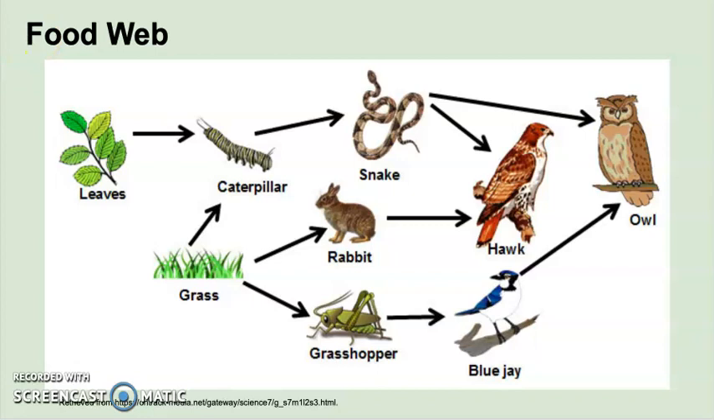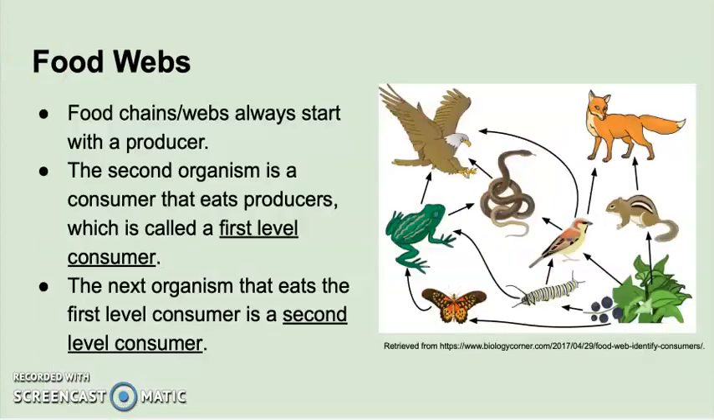One thing you want to keep in mind, especially with the omnivores, is that, such as in this example, the bird may be a first level consumer in this food chain because it's eating the producer, but if you follow this food chain, it's actually a second level consumer because it's eating the caterpillar. So that's something that you want to keep in mind.